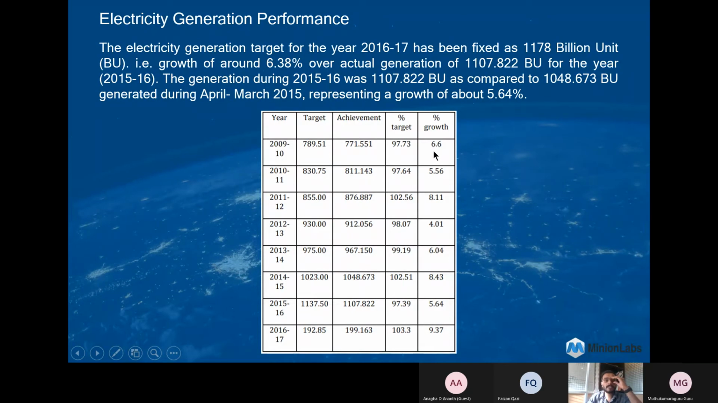So the electricity generation growth increased from 6.6 in 2009-10 to 9.7 in 2016-17, and now it is 11.2. It is almost a 5 to 6% increase over a decade. The electricity generation target for 2016-17 was fixed at 1178 BU, comprising 99,900 BU thermal, 134,000 BU hydro, 40,000 BU nuclear, and 5,000 BU imported from Bhutan.